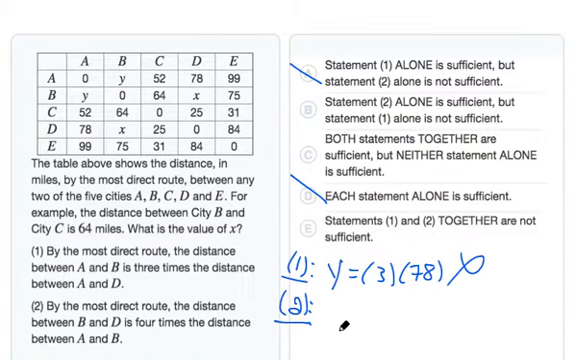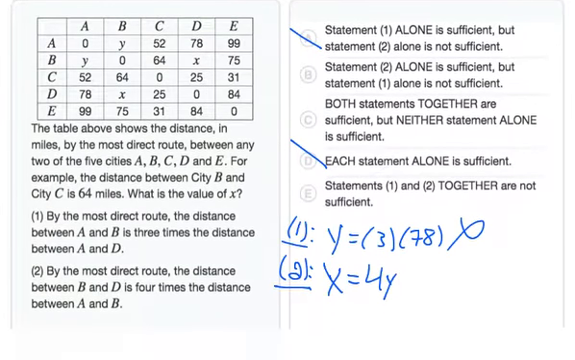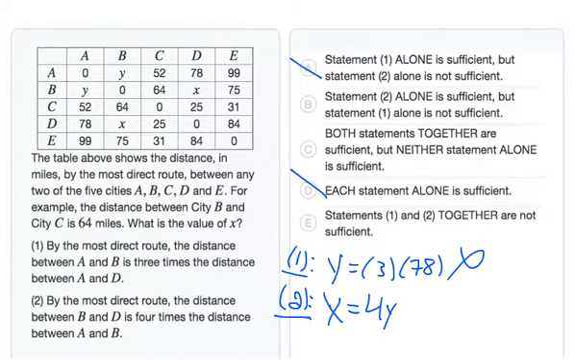From this given statement, we can obtain the equation x equals 4y. Now, since we don't know the value of y, we don't have enough information to calculate the value of x. So this statement alone is also not sufficient. And if statement 2 is not sufficient, we can eliminate answer choice B. That leaves us with C or E.